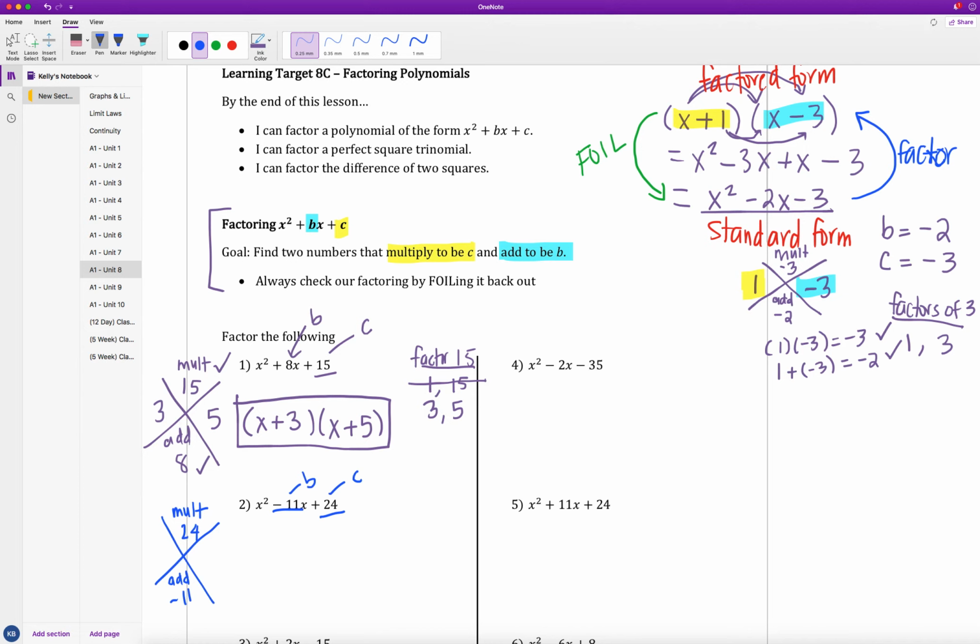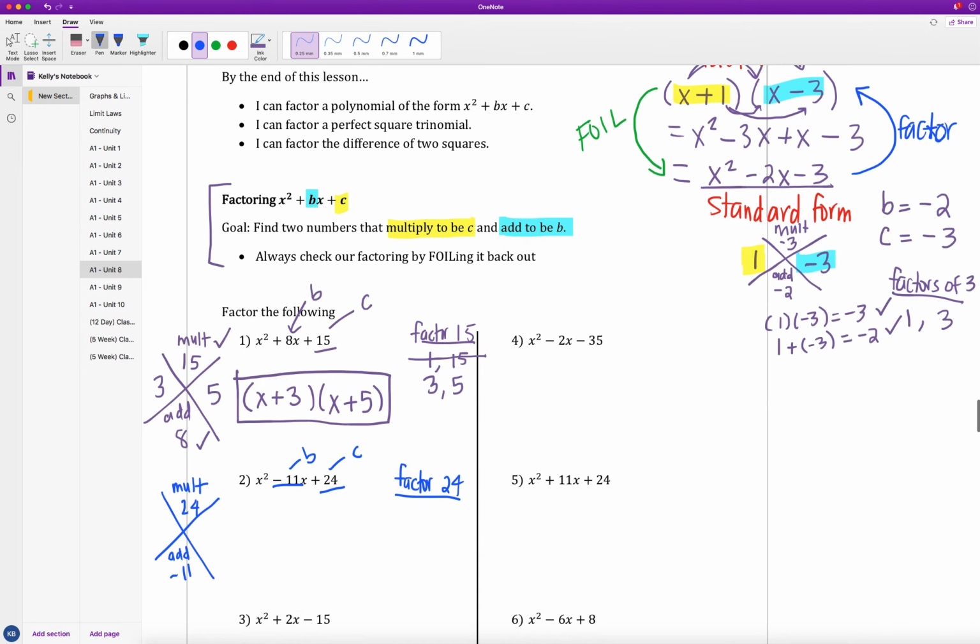Now you might have already thought of those numbers off the top of your head, which is great. If you haven't, that's okay too. Let's go ahead and list a couple factors of 24 to get some possibilities here. So the first set of factors I always have is 1 and the number itself, so 1 and 24. I also have 2 and 12. So remember, I'm looking to add up to be negative 11.